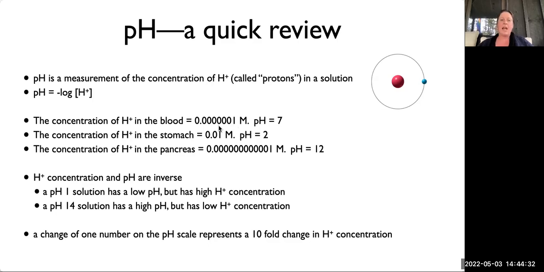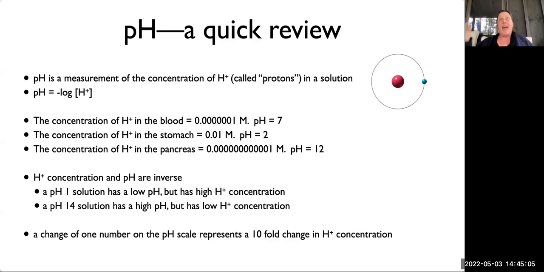pH of 7. If we look at the concentration of protons in the stomach, which is 0.01 molar, and we count the number of decimal places, 1, 2, we have a pH of 2. If we look at the concentration of protons in the pancreas, which is 0.00, I can't even count all of those or say all of those. Let's just count. 1, 2, 3, 4, 5, 6, 7, 8, 9, 10, 11, 12, pH of 12.